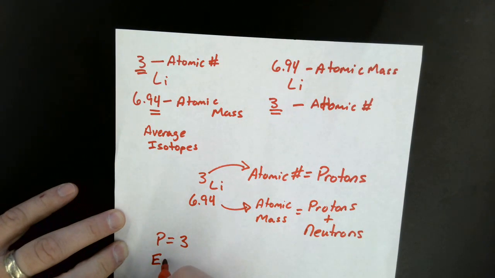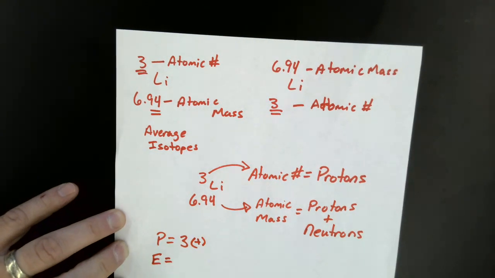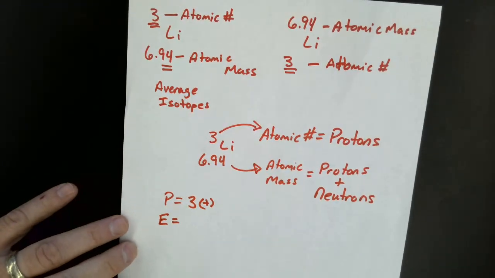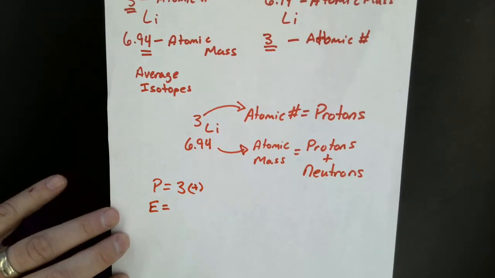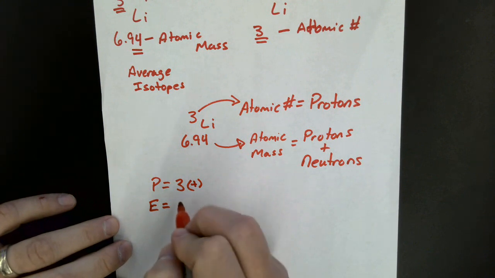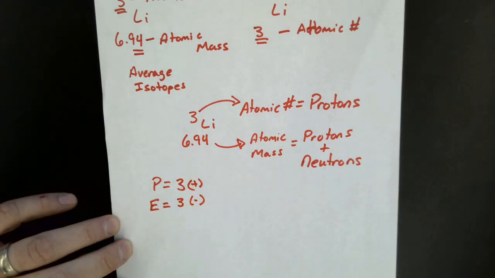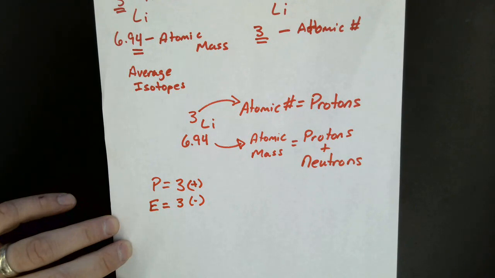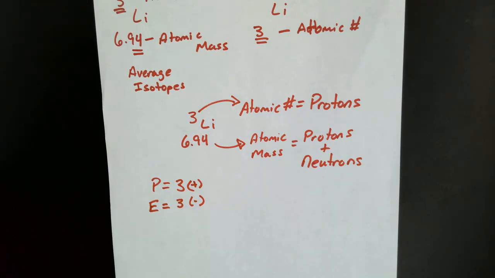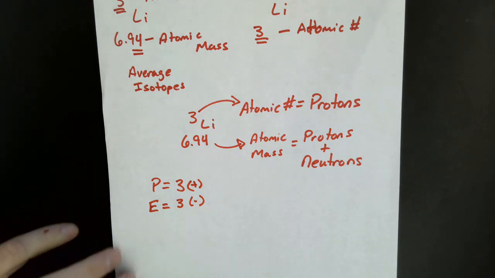If I want to know the number of electrons, we know that protons are positively charged. So we are going to assume all atoms are neutral and balanced on the periodic table. So if I have 3 positive charges, I must also have 3 negative charges inside of our atom itself. So the atomic number not only equals the number of protons, but it also equals the number of electrons in a neutral balanced atom for ourselves.